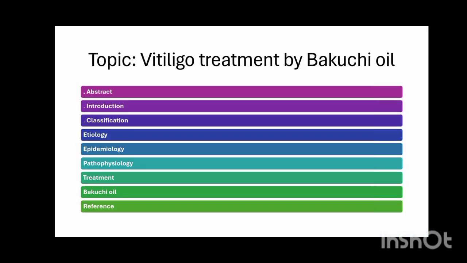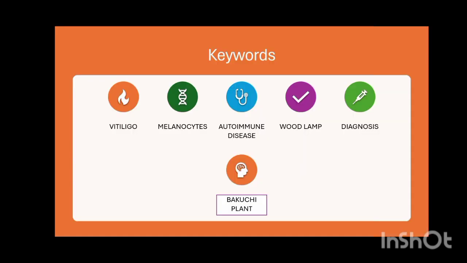Topic: Vitiligo treatment by Bakuchi oil. Abstract, Introduction, Classification, Etiology, Epidemiology, Pathophysiology, Treatment, Bakuchi oil, and References. Keywords: Vitiligo, melanocytes, autoimmune disease, Wood's lamp, diagnosis, and Bakuchi oil.